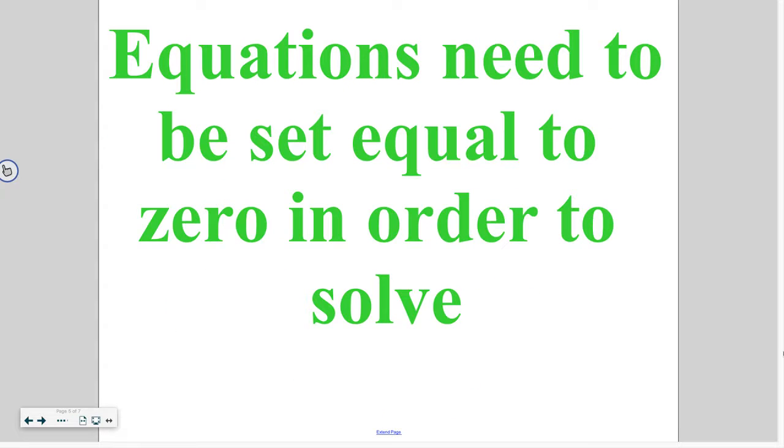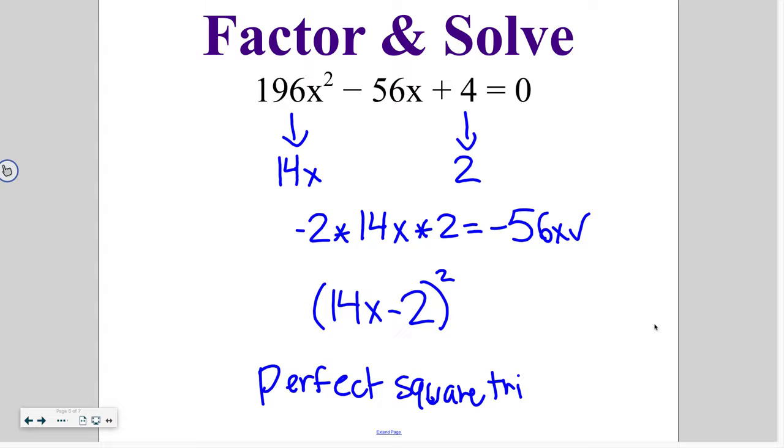And one other piece of information today is equations need to be set equal to 0 in order to solve them. So this is a reminder of one of the problems that we did yesterday. This was the perfect square trinomial example, so it's the exact same problem as yesterday, but now I have it set equal to 0. So what we need to do here is finish solving this equation.